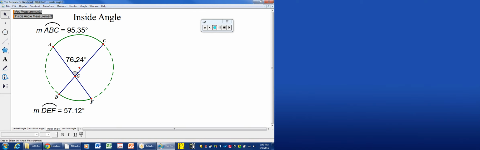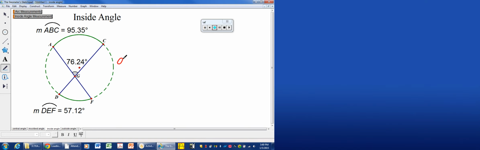So if we do 95 minus 76, that's about 19. What about 76 minus 57? Also 19. So it turns out that this angle is the average of these two arcs. An average is, of course, a sum of things divided by how many there are. So the angle equals the average of the arcs.